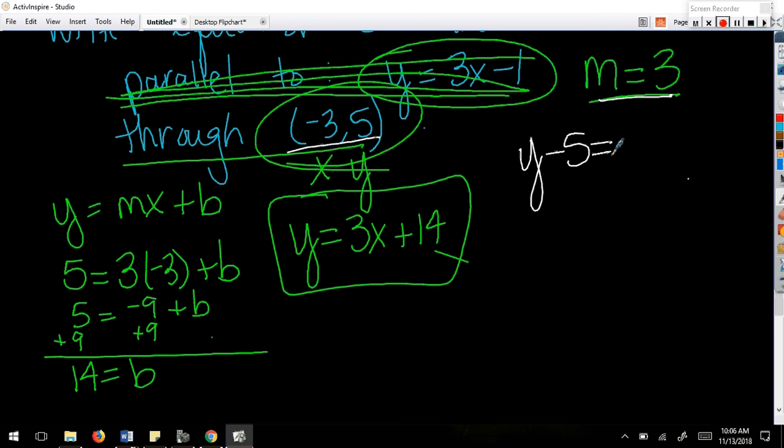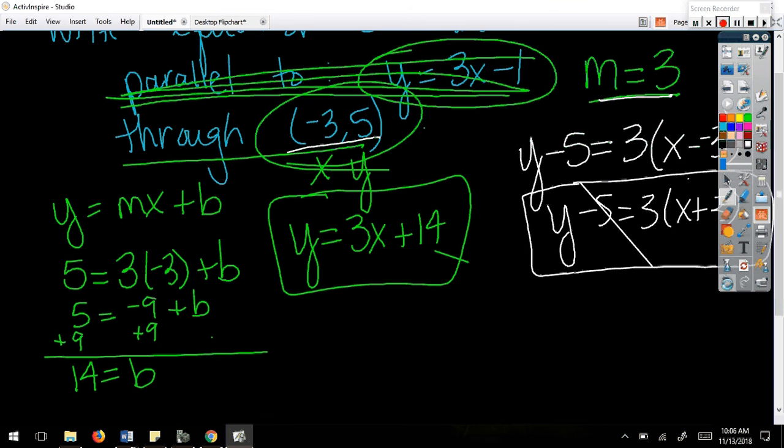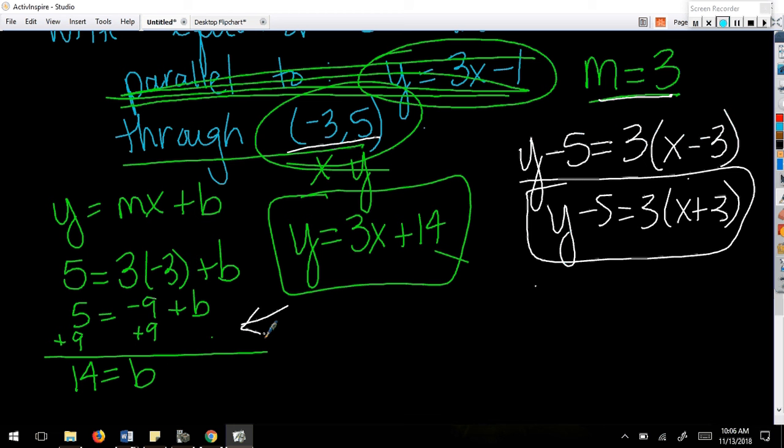Y minus 5, which is y minus 5 equals 3 times x plus 3. Unless it tells you to put it in slope-intercept form, you can leave it just like this. Look at all the work that you have to do in this form compared to here. But if you understand it better and it's easier, that's fine.